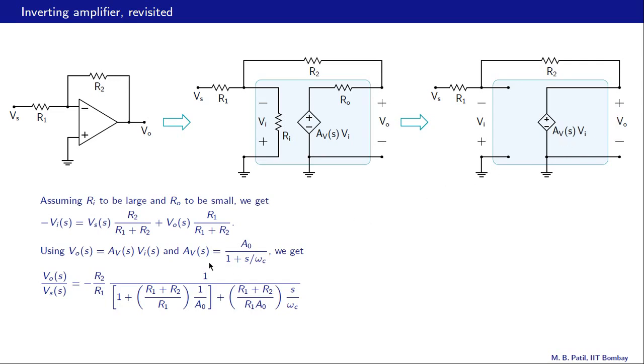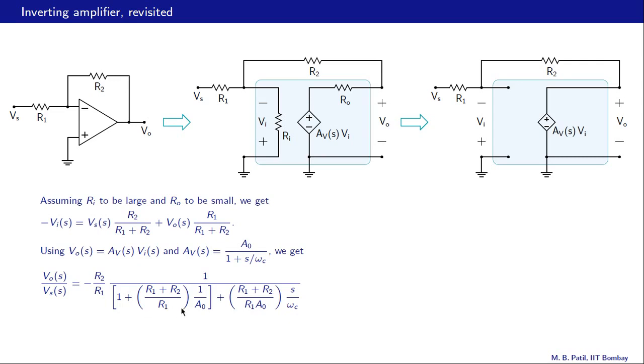And we also know the frequency dependence for the op amp gain, that is AV of S equal to A0 divided by 1 plus S by omega C. So using these two and putting these back here, we get the following relationship between VO and Vs: minus R2 by R1, 1 divided by all of this. And you are definitely encouraged to derive this equation yourself.